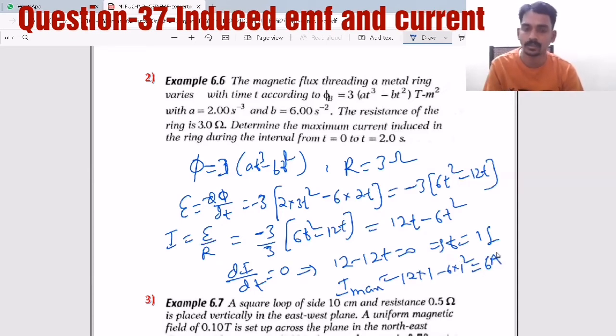6 ampere. So this way you have to use the Faraday's law, you have to use the maxima and minima condition also to find the induced current and then maximum current.